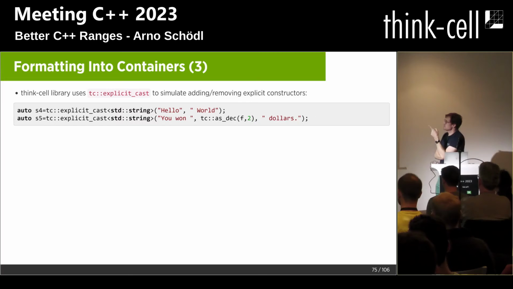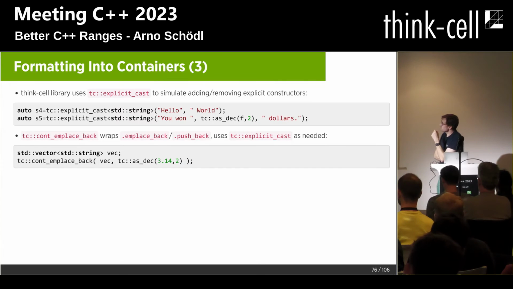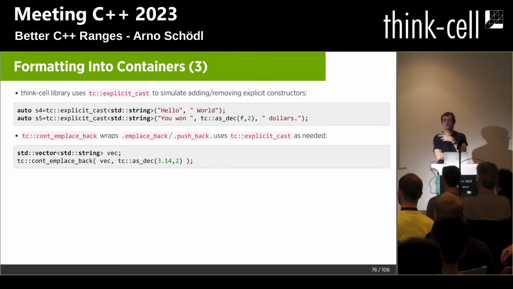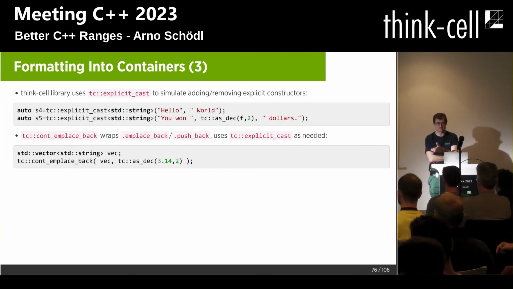So now this works in the standard in our library, right? This explicit casted string of these multiple arguments now constructs a std string. Here's a similar thing. The cont emplace back is again a wrapper for emplace back, push back, but that uses explicit cast if it needs to. So if you find something where you want explicit cast, it will use explicit cast, again to keep this illusion alive that explicit cast is really the constructor. Basically throughout the library we use explicit cast.